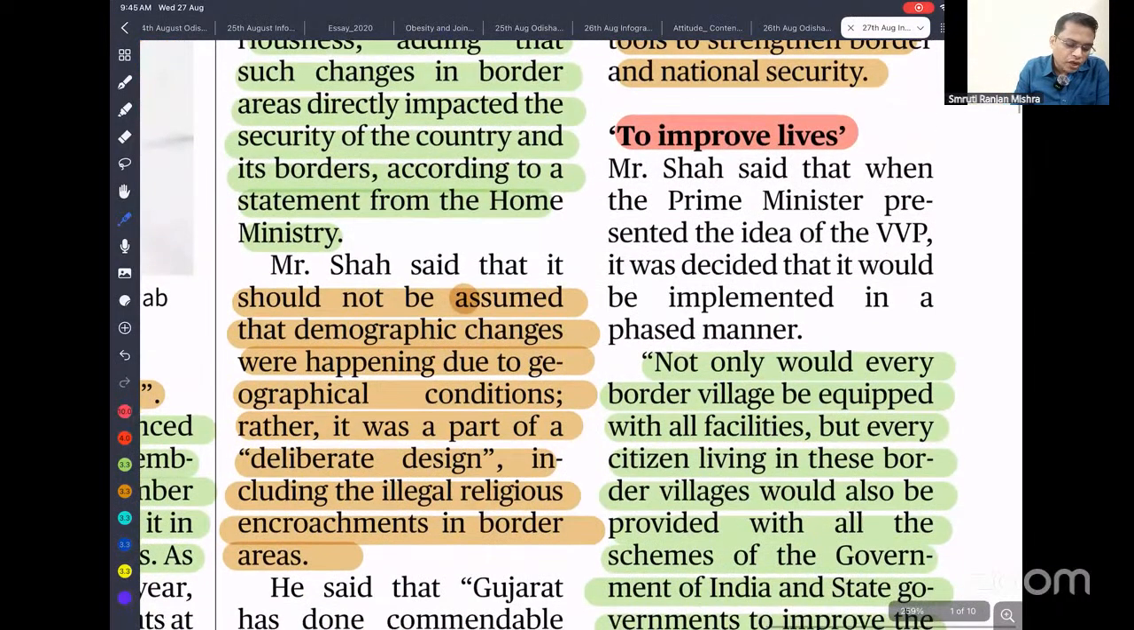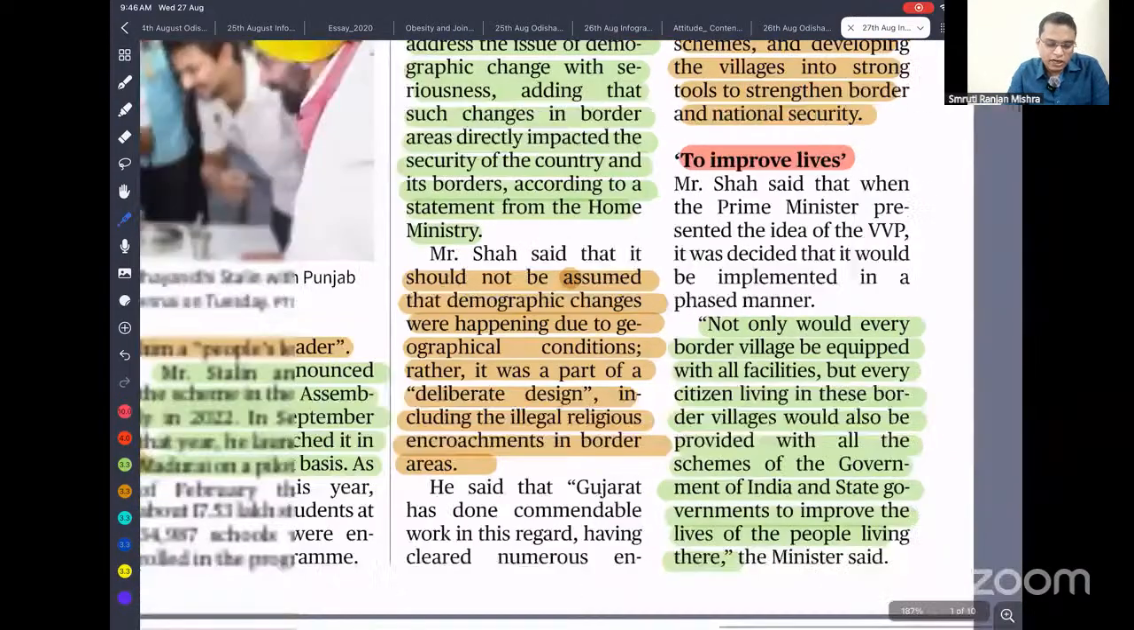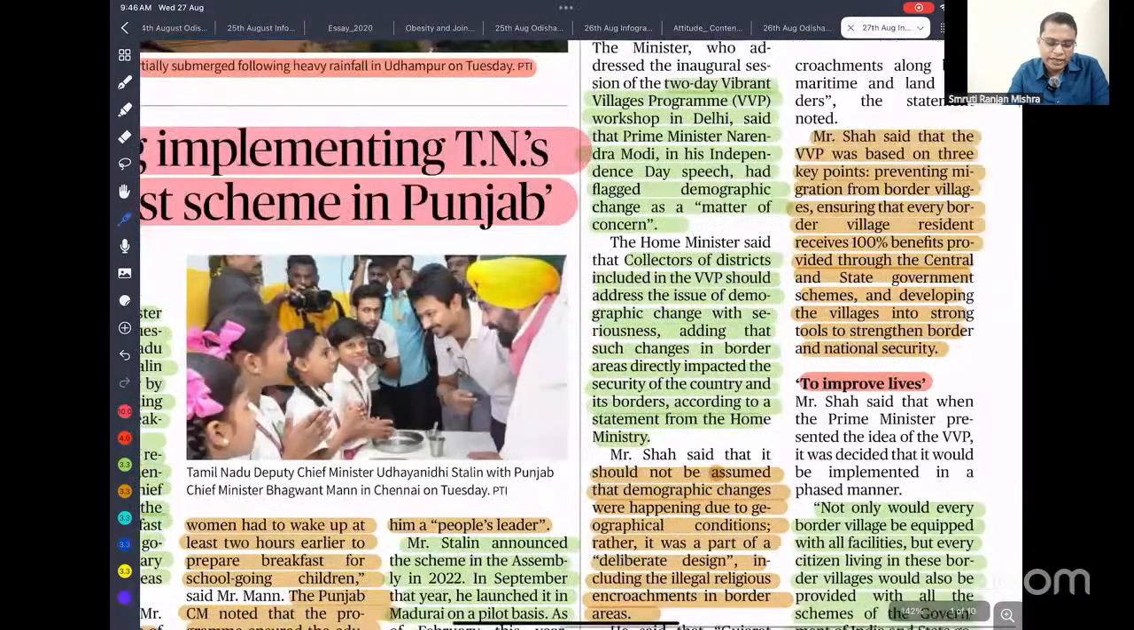It should not be assumed that demographic changes are happening due to geographical conditions. Rather, it is part of a deliberate design. It is not happening just because of a geographical problem, but because of some country in our neighborhood. They are making a deliberate attempt to change the border composition, and later on that can fuel disturbances, and later on they can capture it.